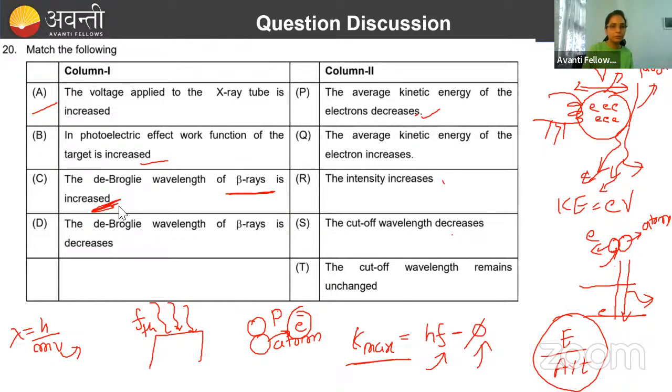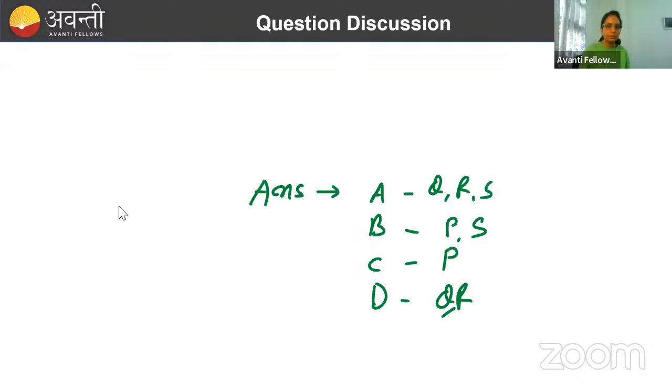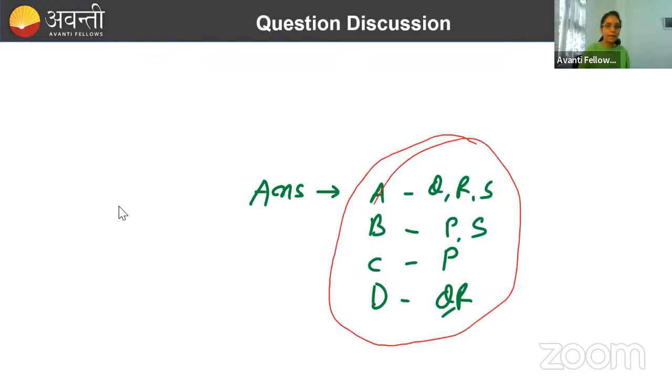Now the de Broglie wavelength of beta ray decreases. What will happen? De Broglie wavelength is decreasing, it means velocity will increase, and if velocity is increasing means average kinetic energy of electron will increase, and if energy is increasing, its intensity will also increase, because intensity is what? Energy per unit area per unit time. So the correct option for D will be what? It will be Q and R. Okay. So this was your question. This was your answer, right?